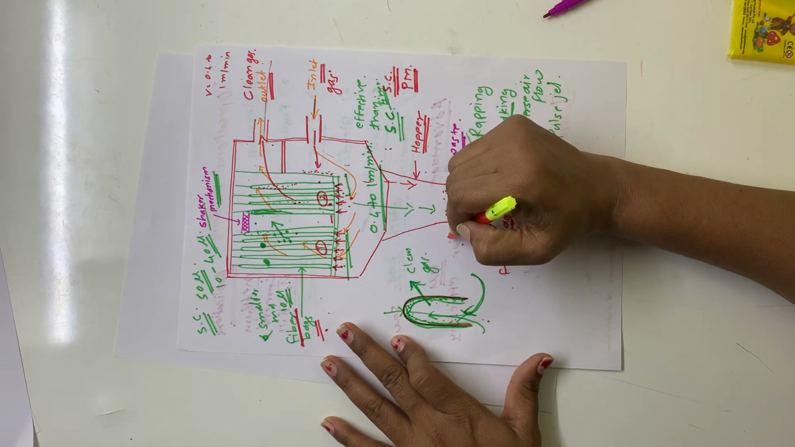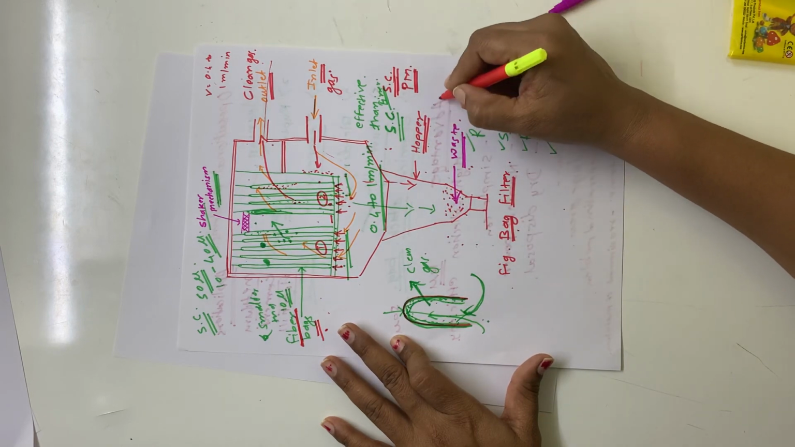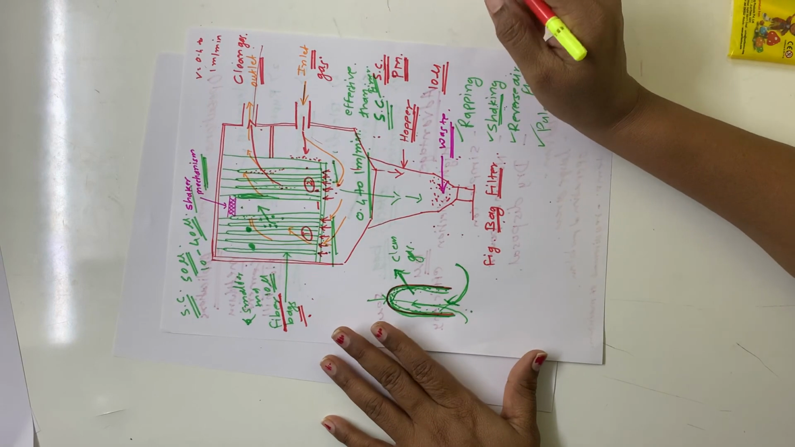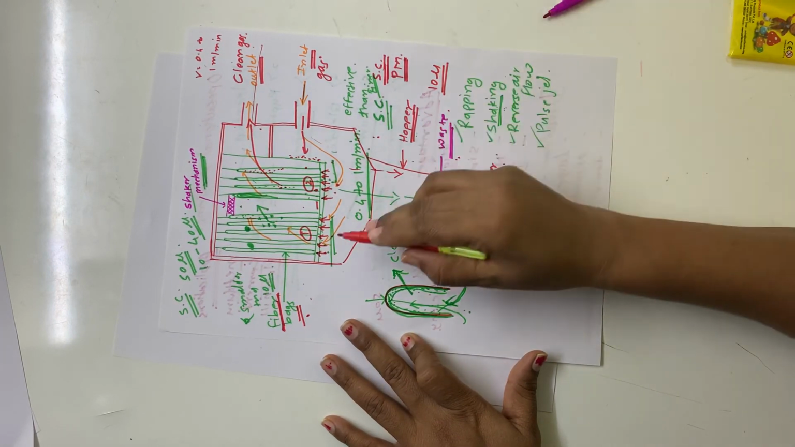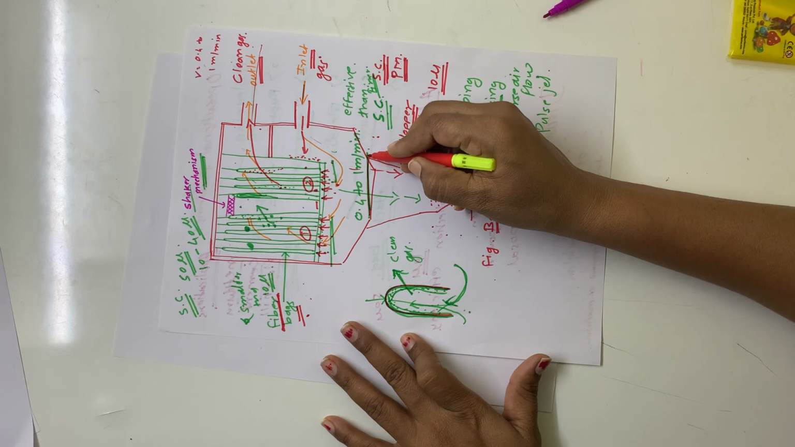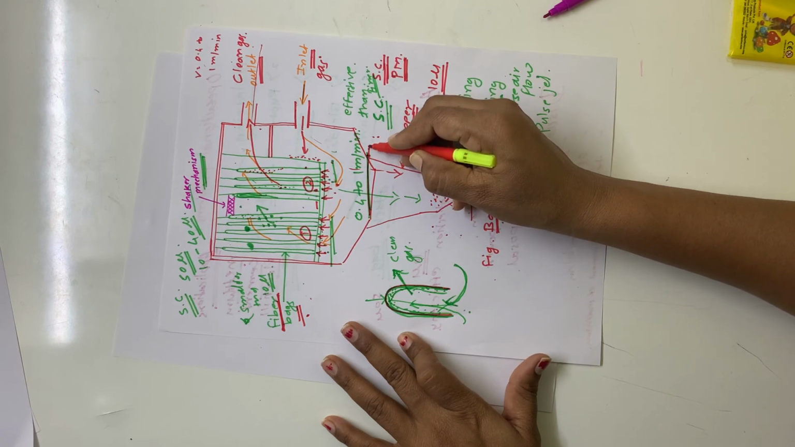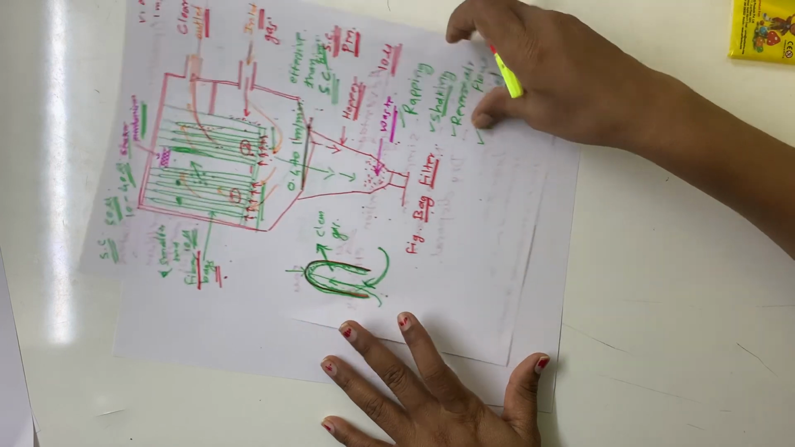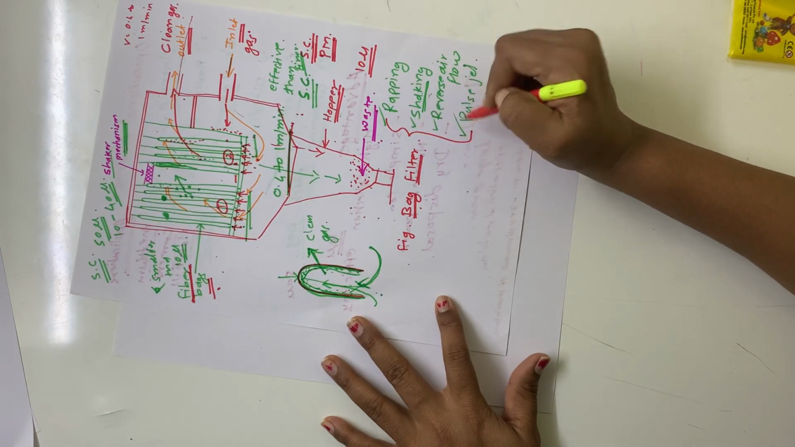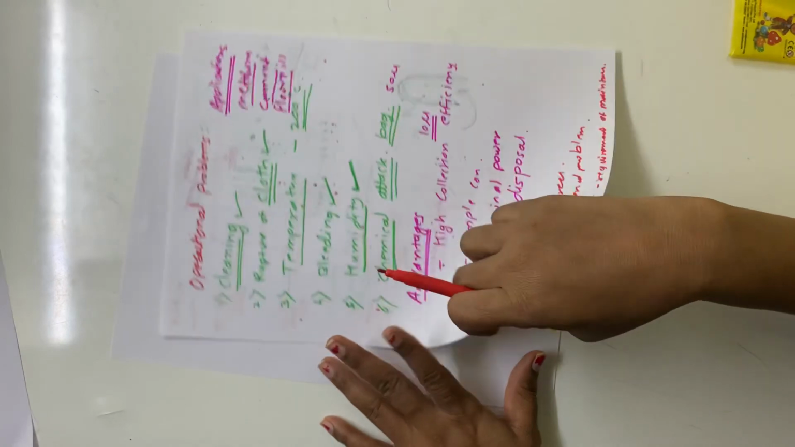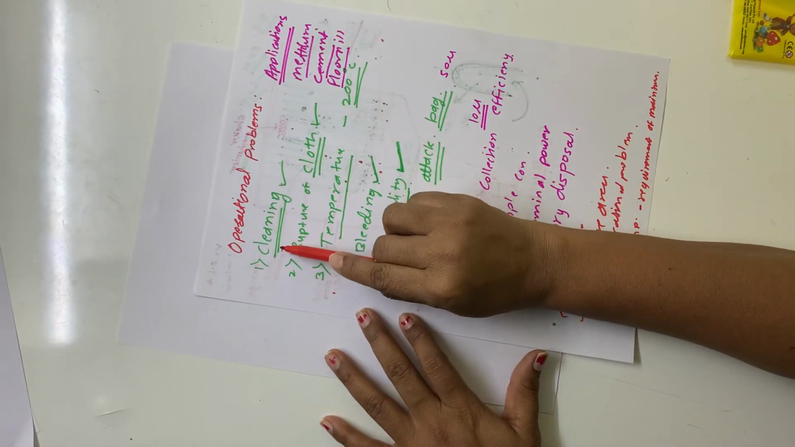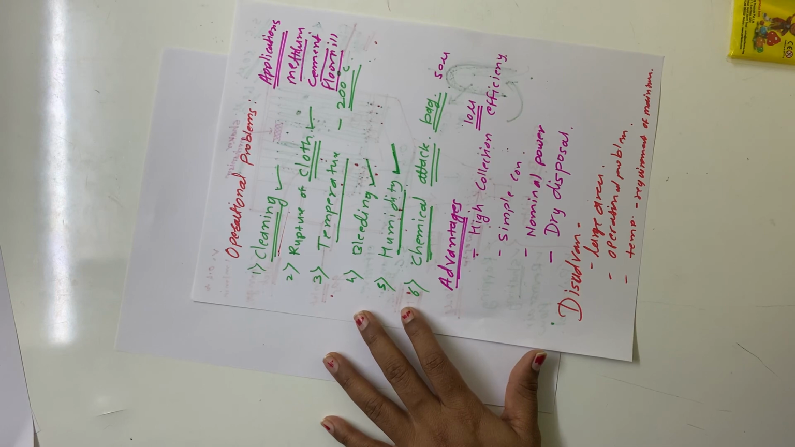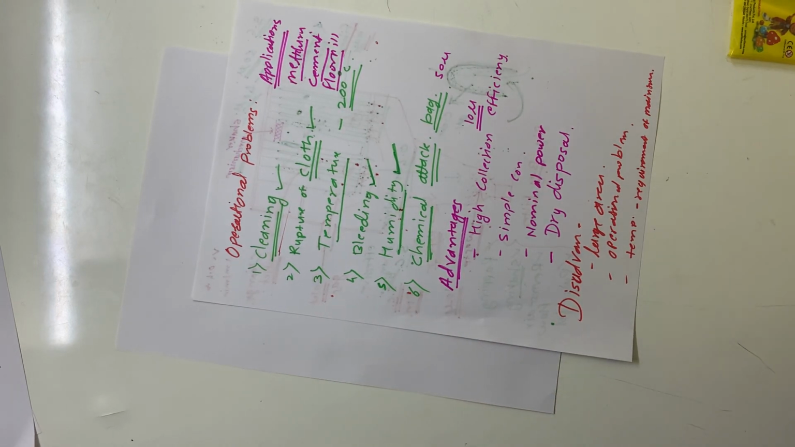This equipment is effective for the removal of smaller, very fine particles, less than 10 micron. You can keep the velocity in the range of 0.4 to 1 meter per minute for effective operation. There are various cleaning methods you can use. Then the various operational problems are cleaning, rupture of cloth, temperature, bleeding, humidity, and chemical attack.